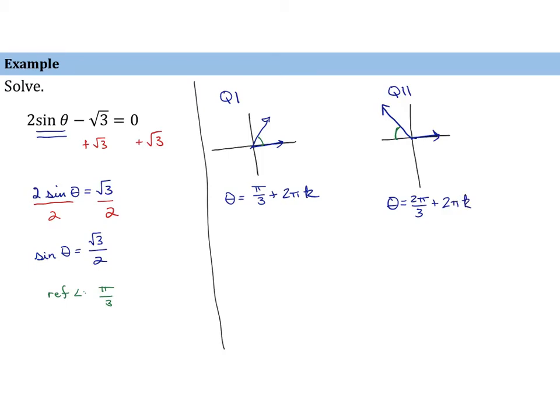So there's your answer. We have those formulas for theta in the first quadrant and for the second quadrant. So notice we don't have just 2 answers. We have infinitely many answers in the first quadrant and infinitely many answers in the second quadrant.